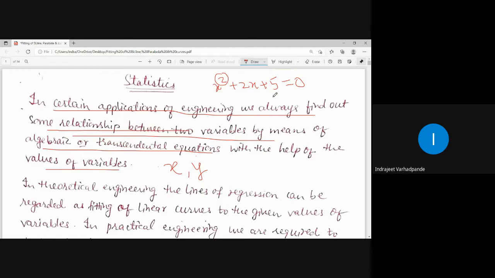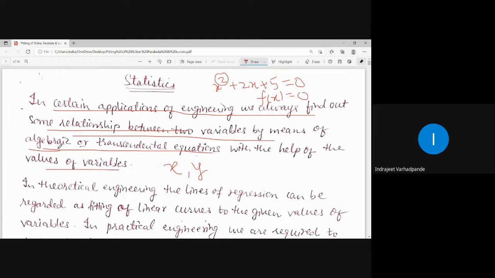So the equation of the type f of x is equal to 0 is called a polynomial, or we can term it as an algebraic equation, which purely contains a variable or the polynomial terms. That kind of equation is called an algebraic equation.